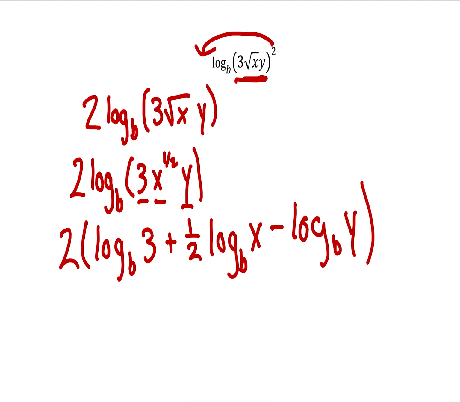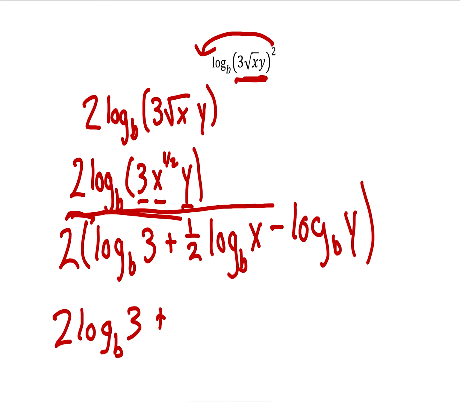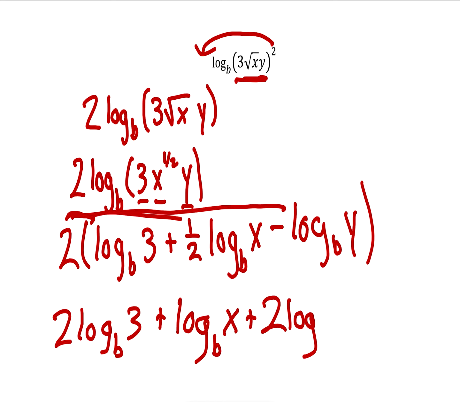And the last step would just be to multiply that 2 into all of the logs. So that would be 2 log base b of 3 plus, make sure you distribute to every single log here, 2 times 1/2 would just be 1. So that would just be log base b of x plus 2 log base b of y. Can't do anything else there. That's completely expanded, so that is my final answer.